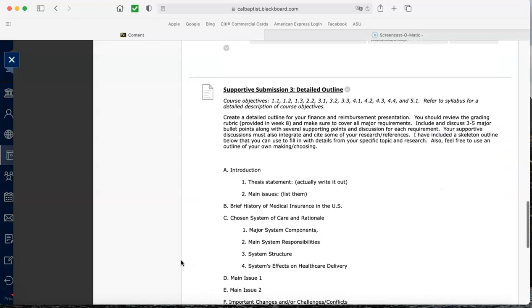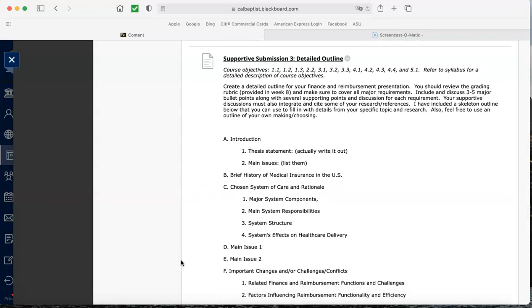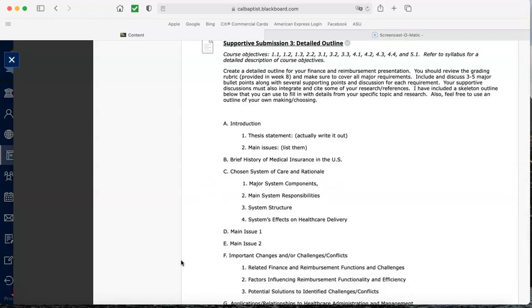Your other assignment is a supportive submission. It's a detailed outline where you are to create a detailed outline for your finance and reimbursement presentation. You should review the grading rubric and make sure to cover all the major requirements. Include and discuss 3 to 5 major bullet points along with several supporting points and discussion for each requirement. Your supportive discussions must also integrate and cite some of your research and references. So there's an outline here below that you can use to fill in with details from your specific topic and research.